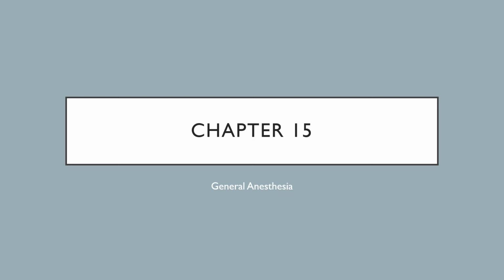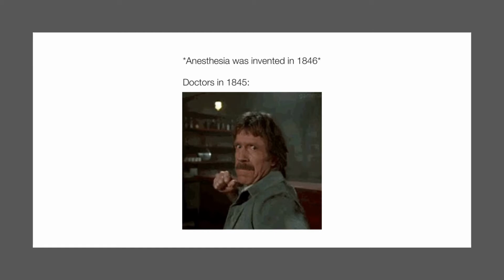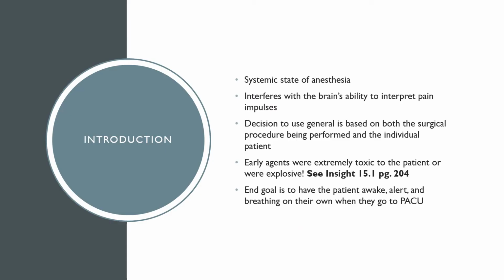Hey everybody, welcome back. We're going to cover chapter 15 today, which is general anesthesia, which was created in 1846. Just a bit of an introduction to begin with. General anesthesia is actually the systemic state of anesthesia. It interferes with the brain's ability to interpret pain impulses.